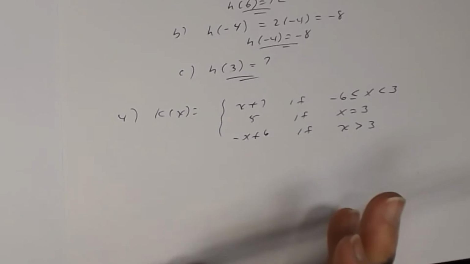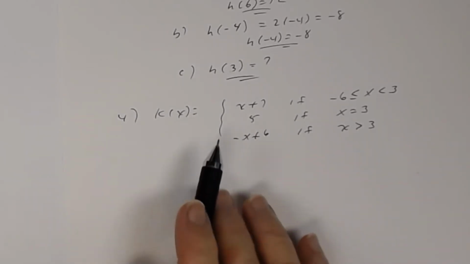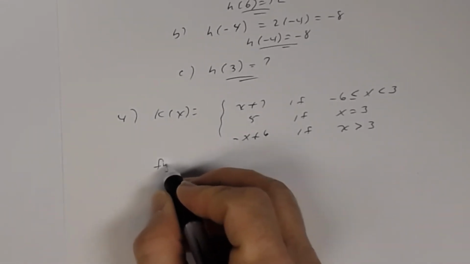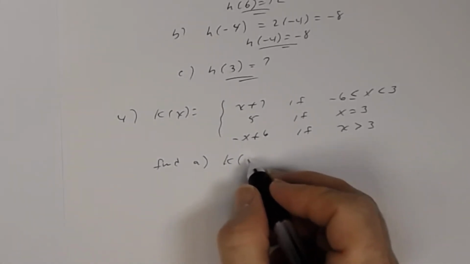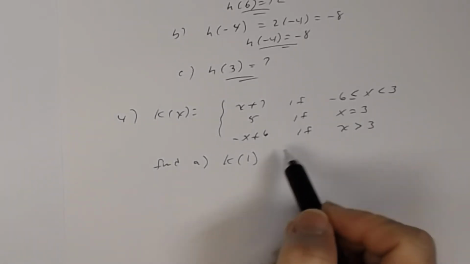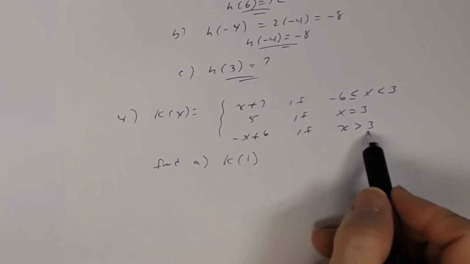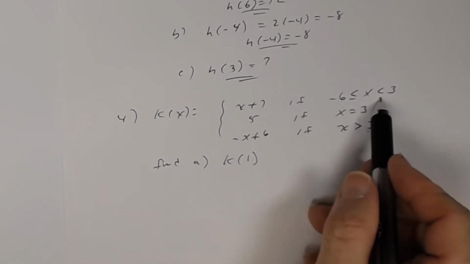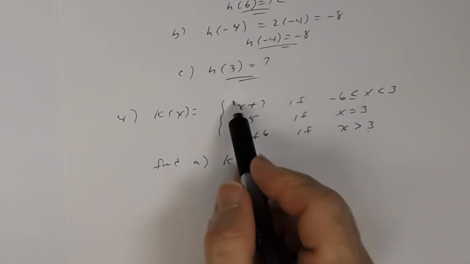In this part of our study, we just want to know how to evaluate these piecewise functions. So let's say in part A, you want to find k of 1. So you've got to figure out when x is 1, where's 1 located? Is 1 greater than 3? No. Is 1 equal to 3? No. But is 1 less than 3, and is negative 6 less than or equal to 1? Yes. So that's the one you're going to use.